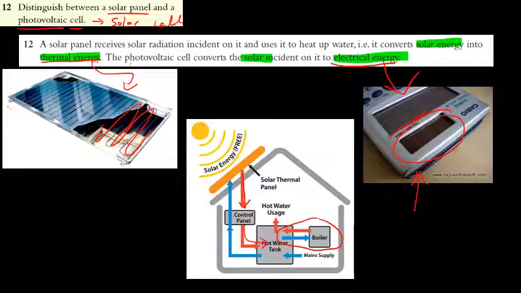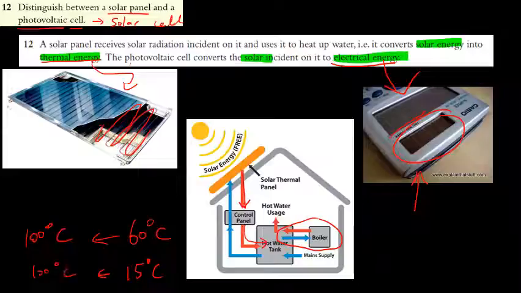Think about if you have some warmer water, say 60 degrees Celsius, and turn it into 100 degrees Celsius, it is much more energy saving than using normal water, say 15 degrees Celsius, and boiling it to 100 degrees Celsius. So in that way you save some energy too.